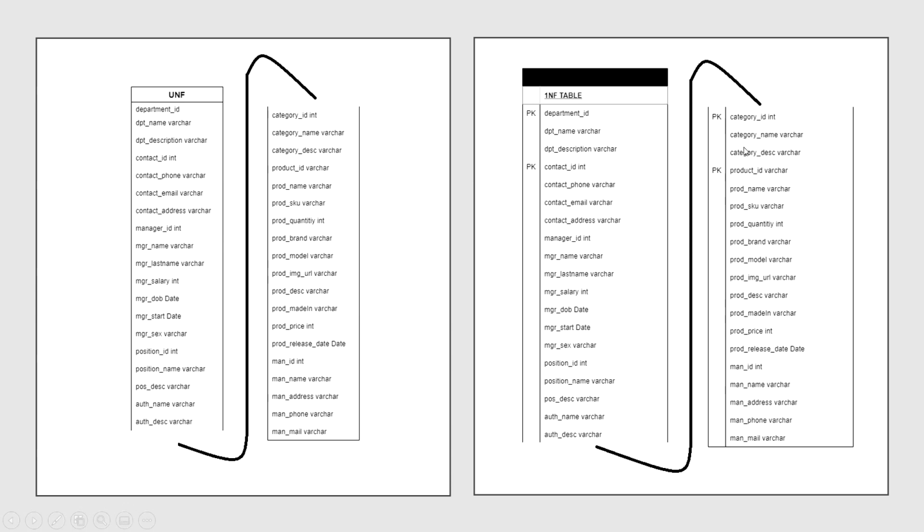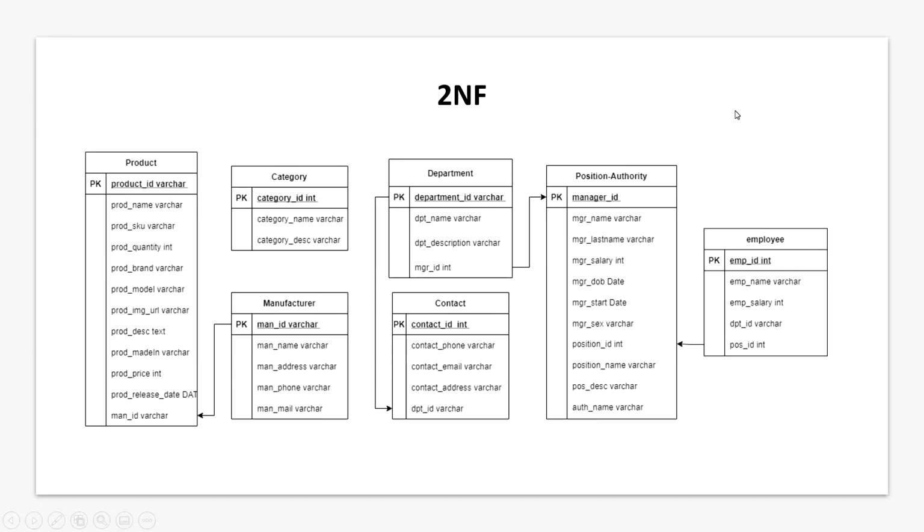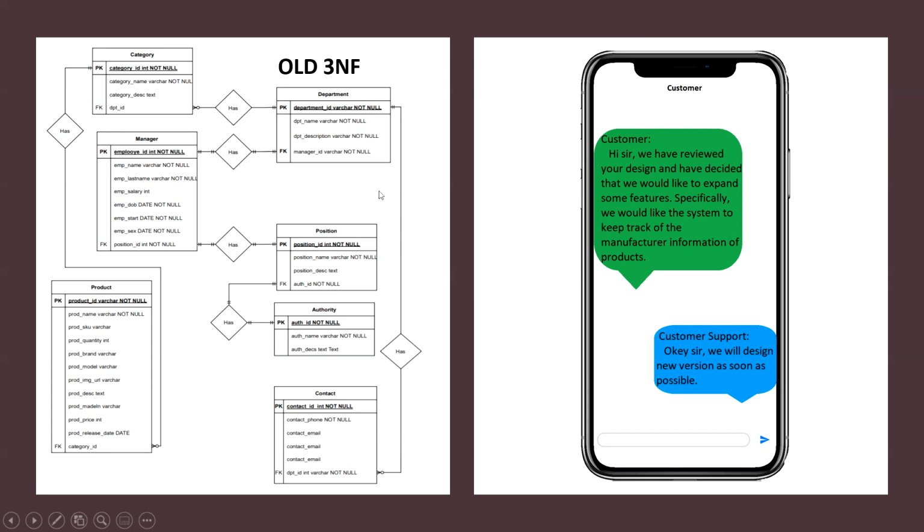We add some primary keys. Then we create the 2NF table. We split part of the 1NF table into new tables. We make new relations between them, and we add some primary keys. This is our old 3NF table, which we sent to our customer to review.